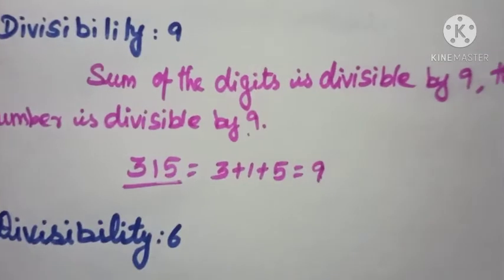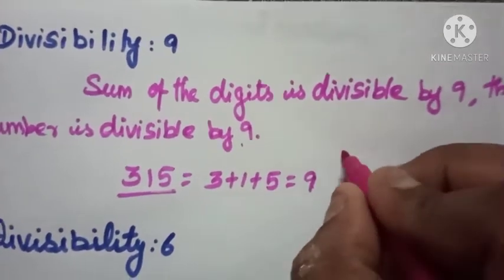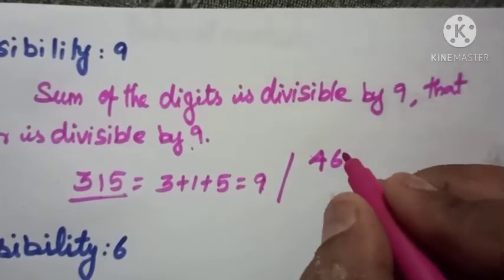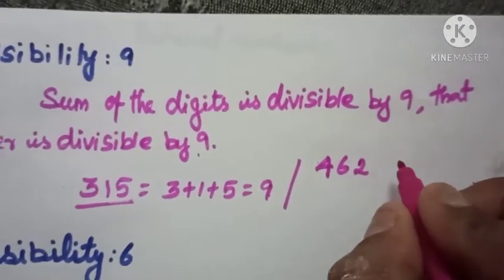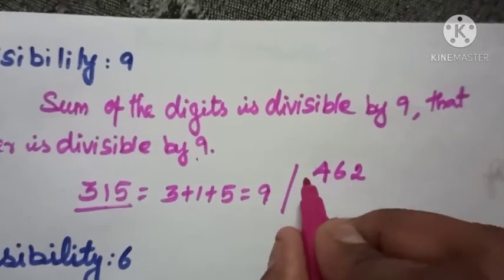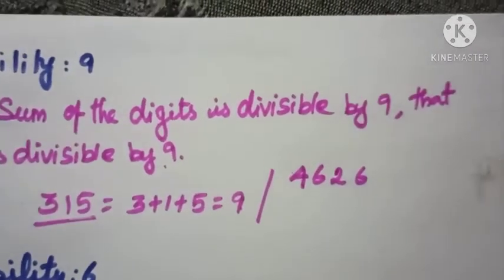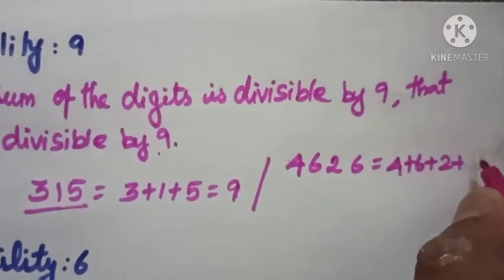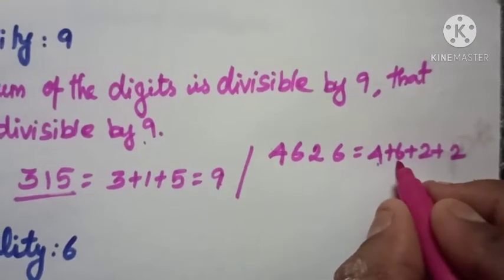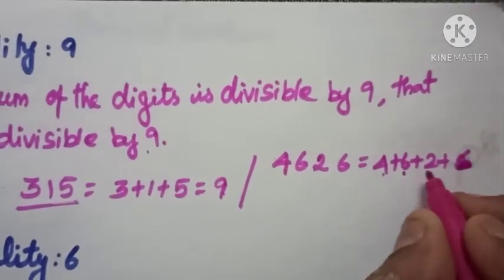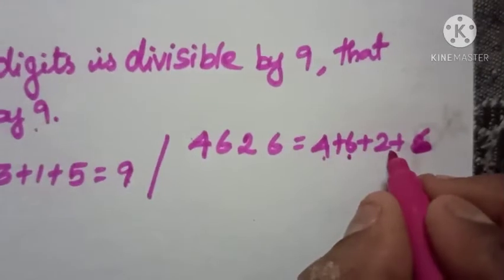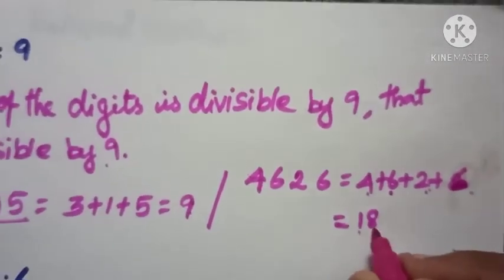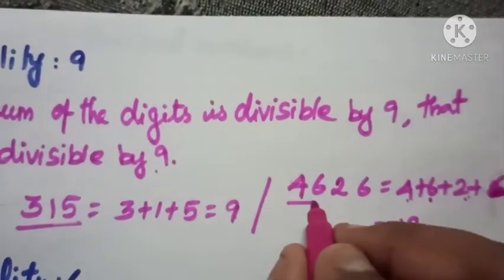Let me take another, higher value. For example, 4626. I just add these digits. 4 plus 6 plus 2 plus 6. 4 plus 6 is 10. 10 plus 2 is 12. 12 plus 6 is 18. So this 18 is divisible by 9, so the whole value is divisible by 9.